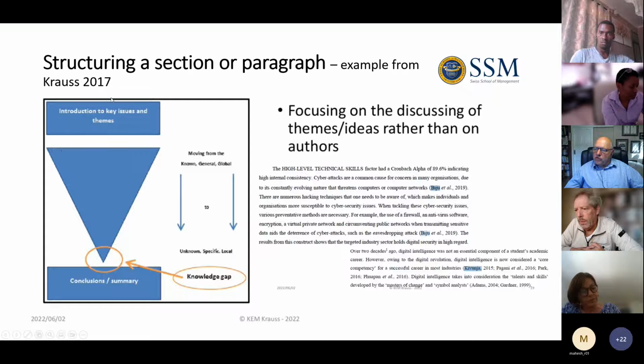moving from the introduction to the conclusion. If you look at the whole construction of your document, it is basically moving from the known to the unknown, from the general to the specific, and from the global to the local.